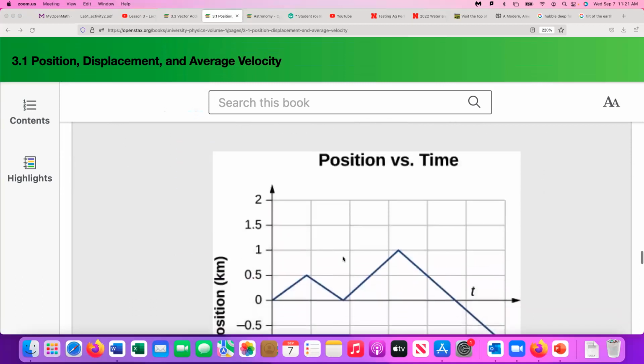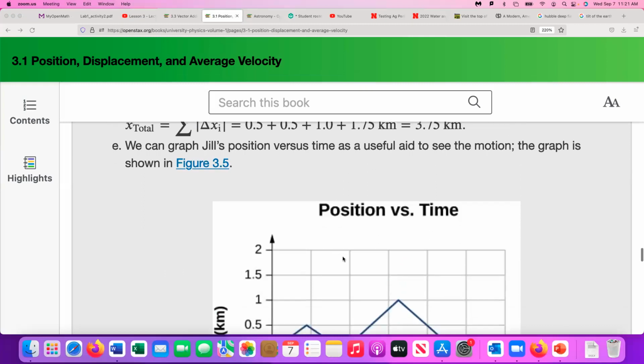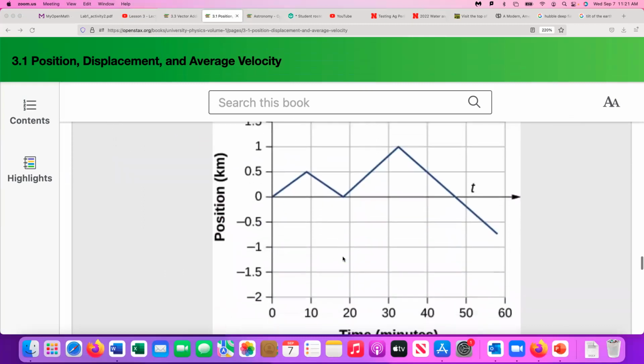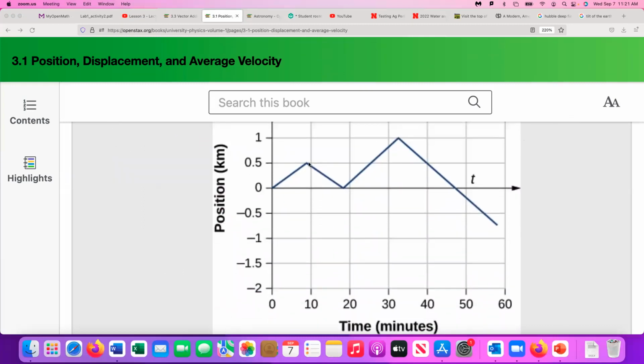Then they go ahead and have us graph Jill's position as a function of time. So she goes out to 0.5. She does that in 9 minutes. And then she comes back to her home, takes another 9 minutes. So we're out to 18 at this point. Then she goes on this longer trip back out again, twice as far out. And then she comes back even further than her house.